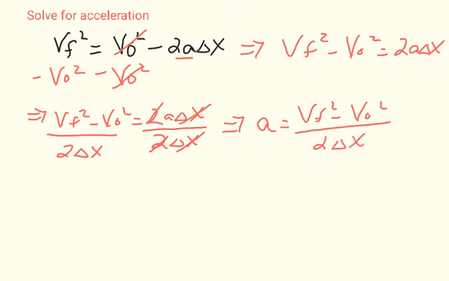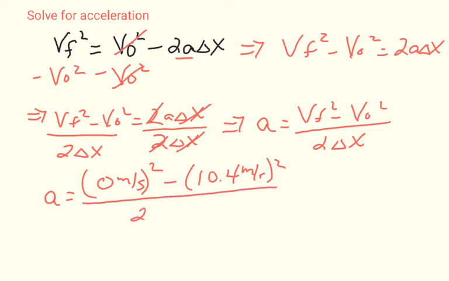That's what you have to do. You have to figure out what formula you're looking for, and then once you have that, solve for the correct variable, and then just plug in your values. So I'm going to find my acceleration. My final velocity we said was 0 meters per second, and I'm going to square that, minus my initial velocity, which was 10.4 meters per second, squared. And I'm going to divide that by 2 times the displacement, which in this case was 12 meters.